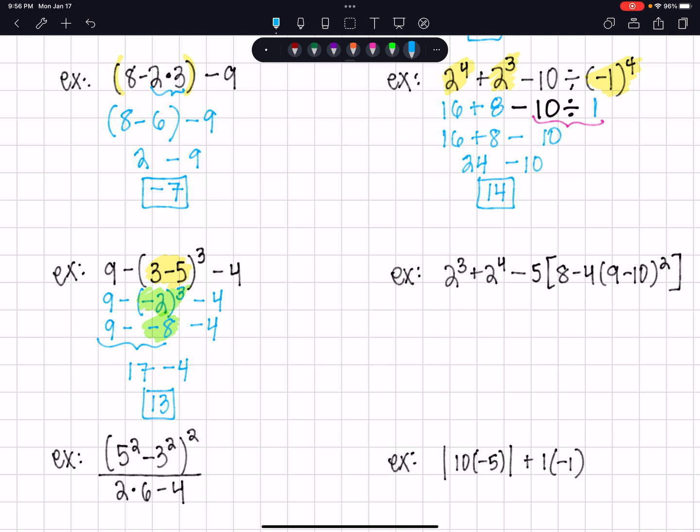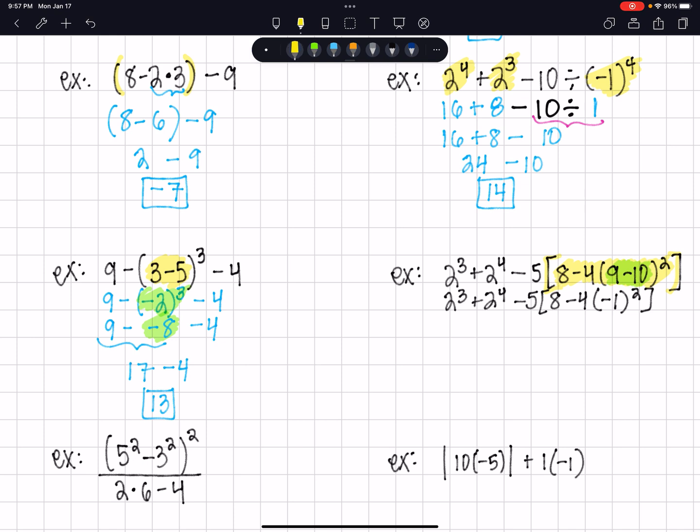Next example, we're going to look for our parentheses, and we indeed have parentheses right here. So we're going to perform the order of operations inside. And inside these parentheses, which are brackets, I've got more parentheses. So I'm going to have to perform this calculation first. So we have 2 cubed plus 2 to the 4th minus 5 times the quantity, 8 minus 4, times 9 minus 10, is negative 1 squared.